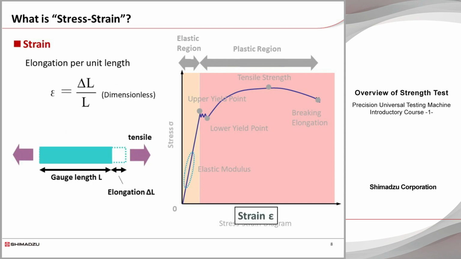Strain indicates how much the specimen was deformed before the strength test. The length of the specimen before the strength test is referred to as the gauge length. Strain is given by dividing the amount of displacement from the strength test by the gauge length. The value calculated from this formula is usually expressed as a percentage.